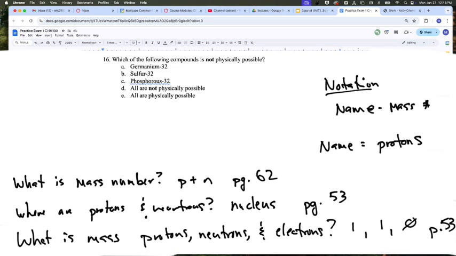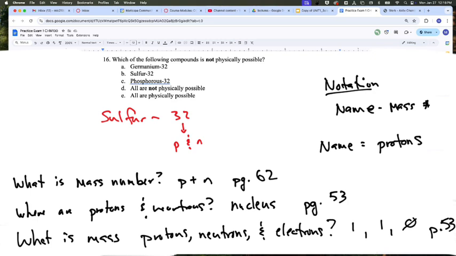Sulfur 32. What does that mean? If I say sulfur 32, what information does that give me? The 32 is the mass number, the number of protons and neutrons. There's not an E in sulfur. So this is the protons and neutrons. Cool.